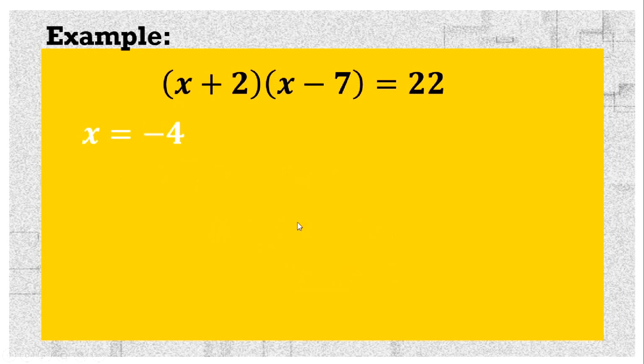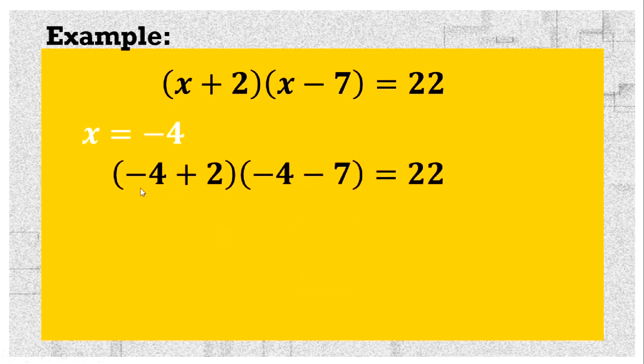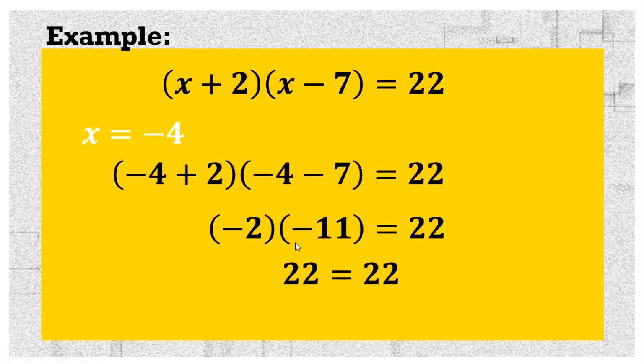Next, if x is negative 4, so we have quantity negative 4 plus 2 and quantity negative 4 minus 7 is equal to 22. So, negative 4 plus 2 is negative 2 and negative 4 minus 7 is negative 11. And negative 2 times negative 11 is positive 22, which is also equal to 22.